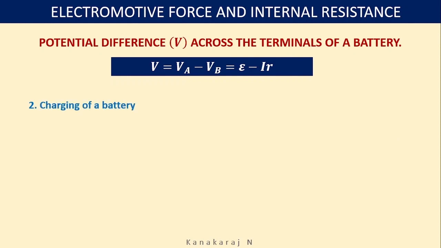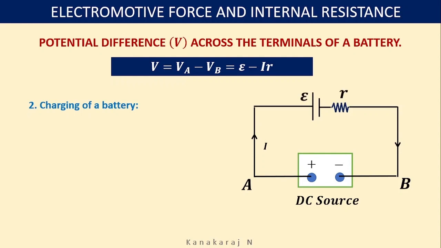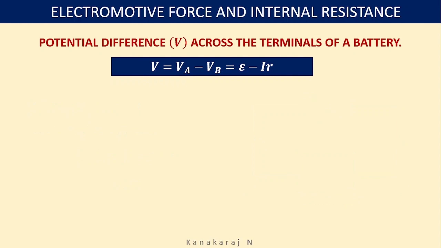Secondly, charging of your battery, that can be done by an external source, a DC source. Now we deliver current to the chemical cell, to a battery. When the battery is taking current, V equals VA minus VB equals epsilon plus Ir. Good. V is greater than epsilon, then only the battery can be charged.